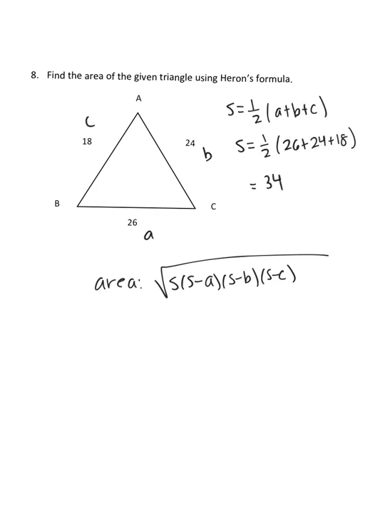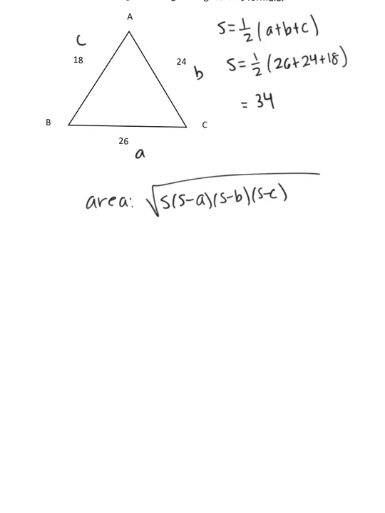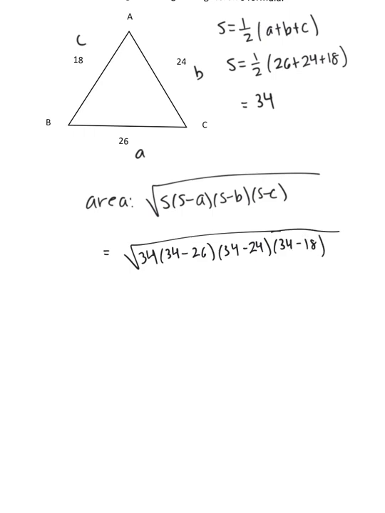It gives you 34. So wherever I see an S in Heron's formula, I'm going to replace it with a 34. So I've got 34 minus side A, which is 26, 34 minus side B, which is 24, and then 34 minus side C, which is 18. You can put that all in your calculator at one time. Just make sure you put it under a square root symbol, and you get 208.614, and that's the answer. So if it asks you to use Heron's formula, you have to find S first, and then put that into your formula, and then you can type it into your calculator.